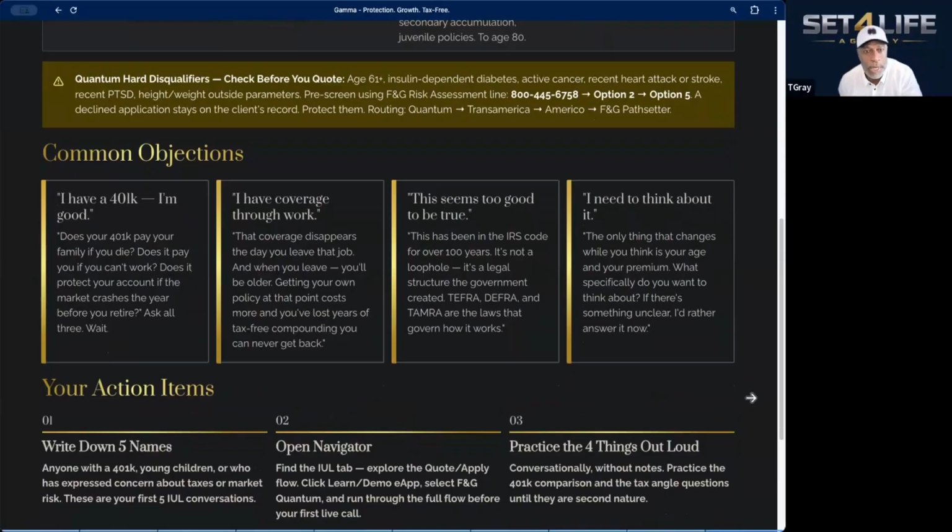What are some of the things you're going to hear? I got a 401k. I'm good. Remember, questions, right? And one of the things that you're going to learn is the first response to that is congratulations. That is awesome. Commend the person for participating in their 401k. Because by the way, if your first response is to knock their 401k, they're just going to be defensive and defend their 401k.